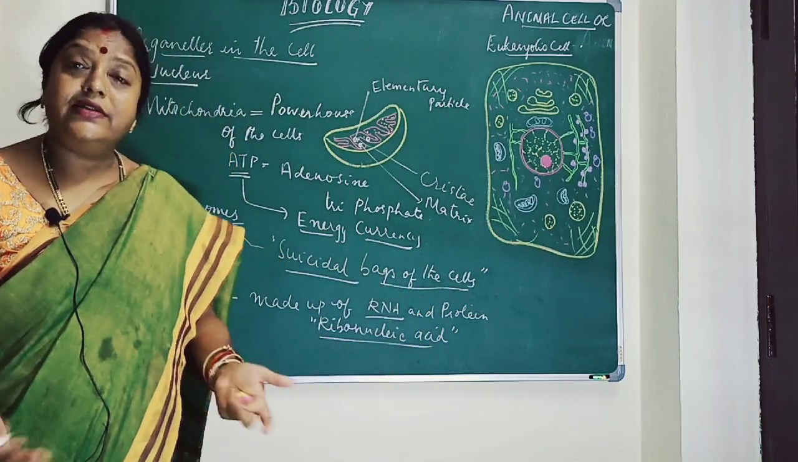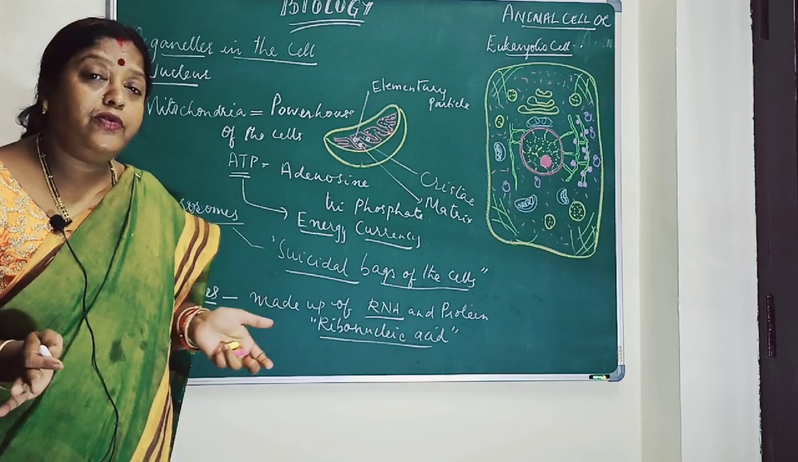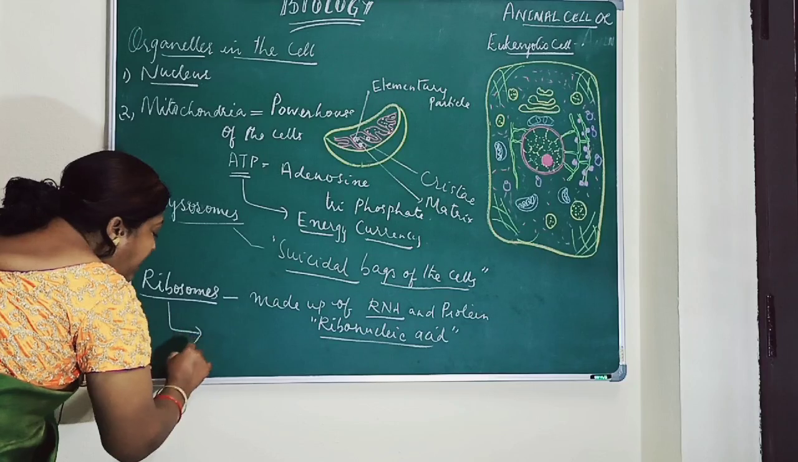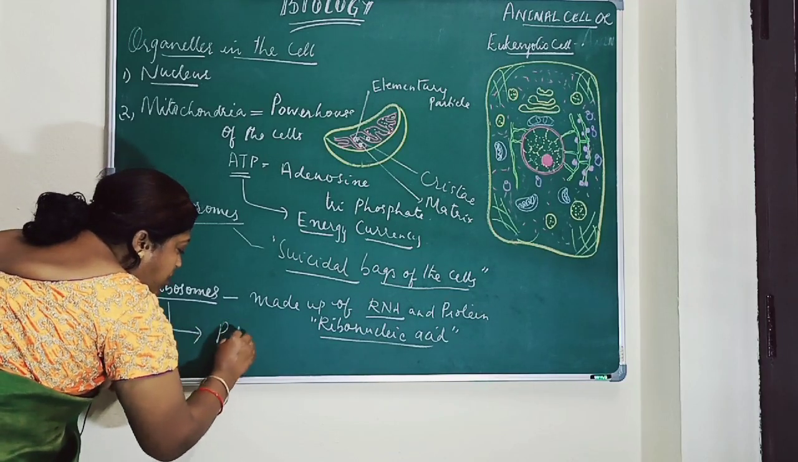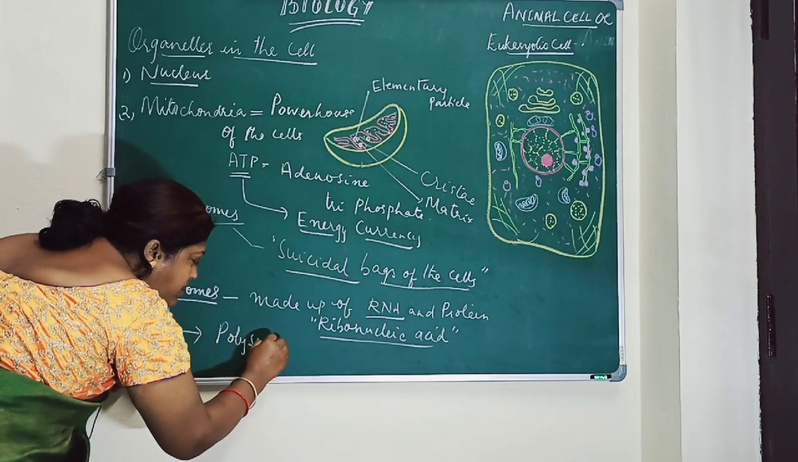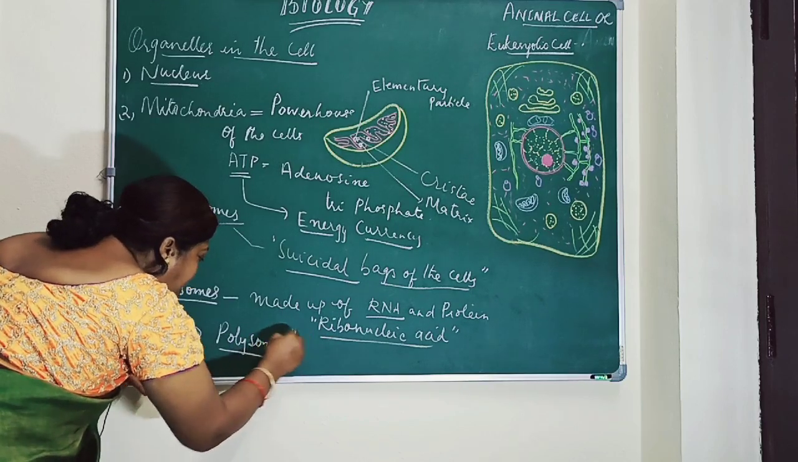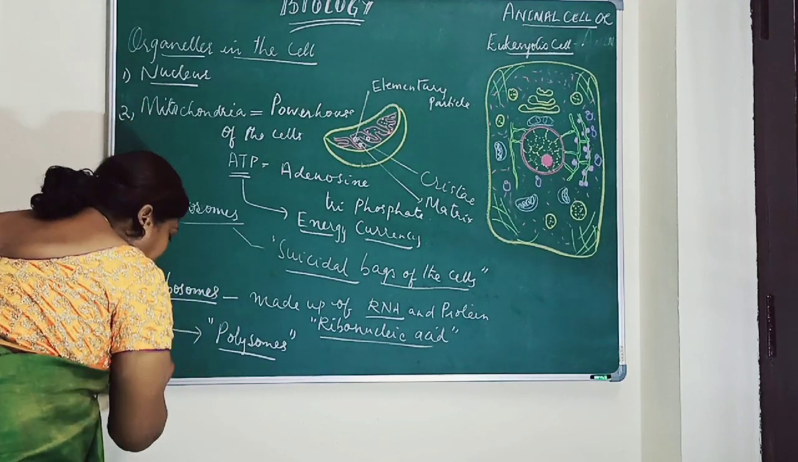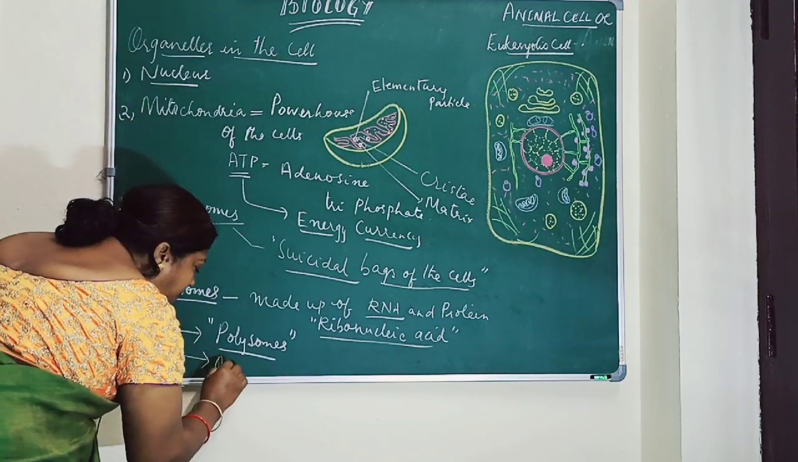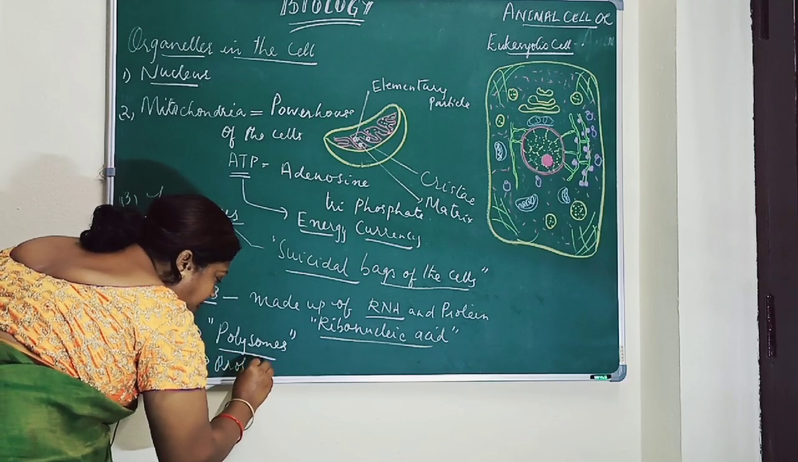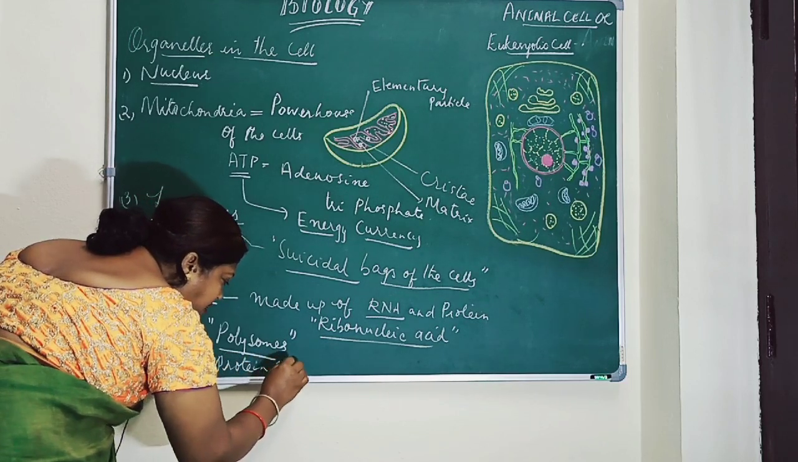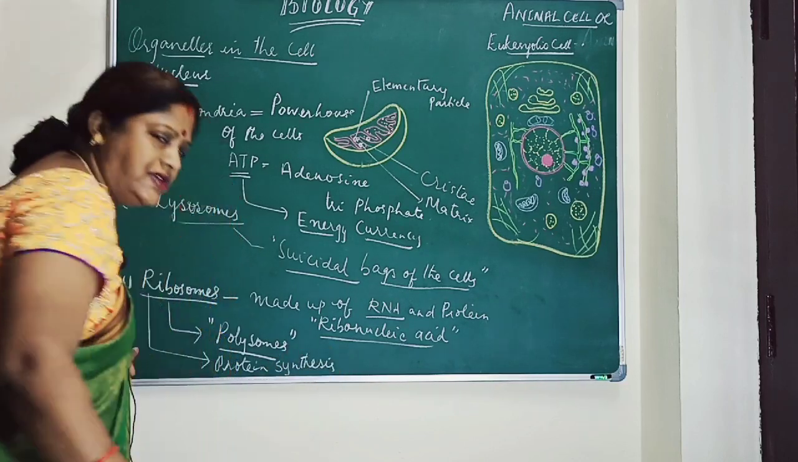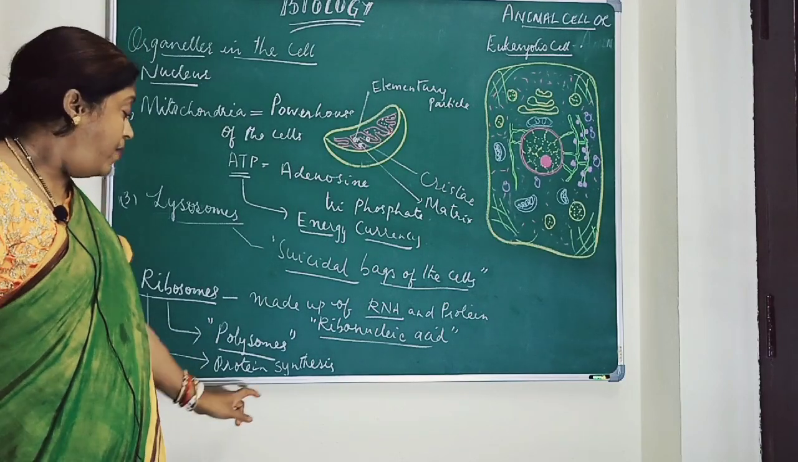They are either present singly as free ribosomes or they are present in groups. If these are present in groups, then they are called polysomes. What are they called? Polysomes. Alright, children. And next, these ribosomes are the site of protein synthesis. They help in protein synthesis.